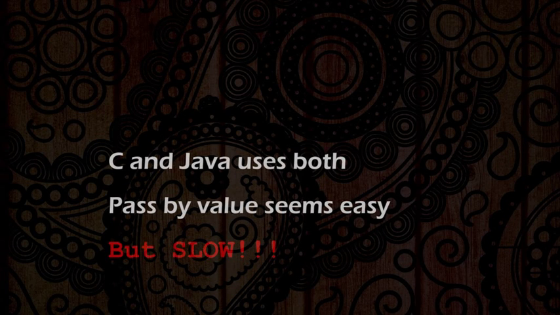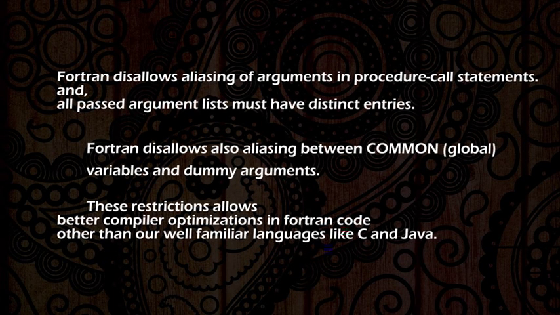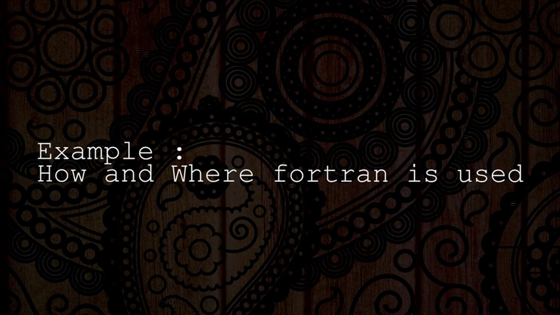But we all know that C and Java and other most popular languages have this feature, but they promote the pass-by-value method. Fortran disallows aliasing of arguments in procedure call statements, and all passed argument lists must have distinct entries. Fortran also disallows aliasing between common, global, variables and dummy arguments. These restrictions allow better compiler optimizations in Fortran code than in our well-familiar languages like C and Java. Watch this example on Fortran, how it is used, and why.